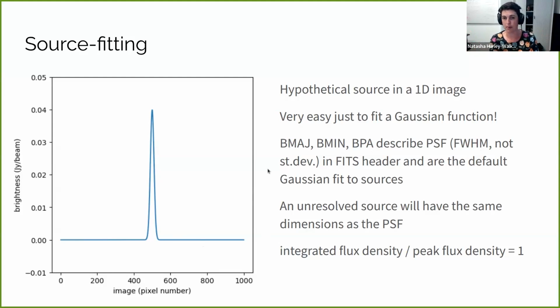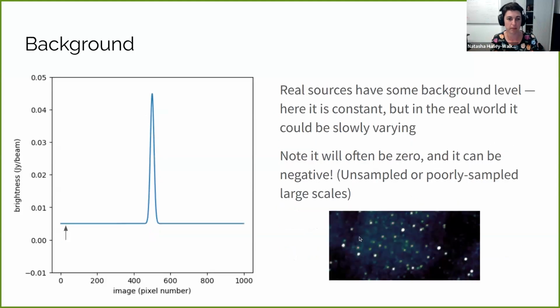And as a note, that's the full width at half maximum, not the standard deviation of the Gaussian. Any source finder will just read those in, have a look and go, oh, it's exactly the same. I'm just going to fit a 2D Gaussian to it. And if everything is working well, then an unresolved source will have exactly the same dimensions as the PSF. Another way of putting this is that the integrated flux density divided by the peak will be 1. This is a nice check that we often do to make sure that our source finding is working properly. We look at some unresolved sources and ask, is this ratio 1?